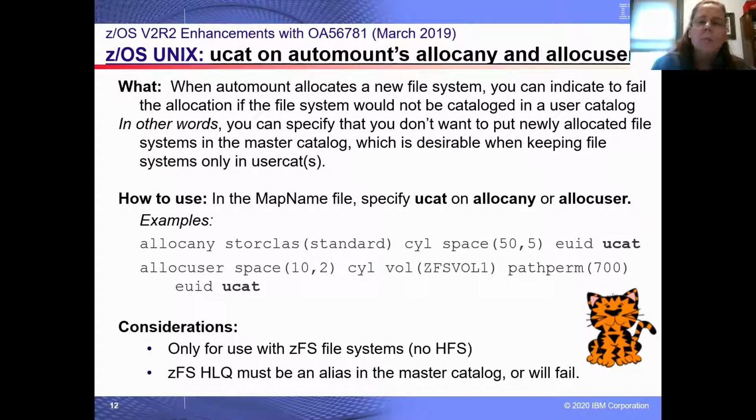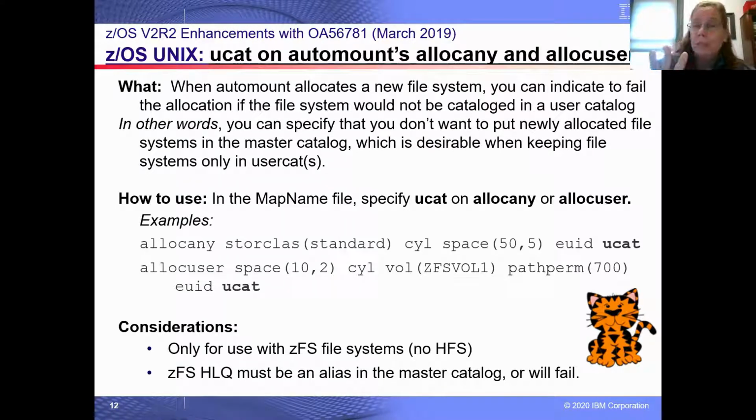And this comes into play when people, of course, and I do this a lot, want all of my file systems in a user catalog. And it really is nice that Unix can help enforce that for me. So how do you do that on AutoMount? In the map name file, it's very simple. You just put the little keyword here, UCAT, on the ALLOC ANY or ALLOC USER, and that will allow Unix to enforce that the file system that it is going to newly allocate will be put into a user catalog. That means that you need to have the alias in the master to get to the user catalog, or it's going to fail.